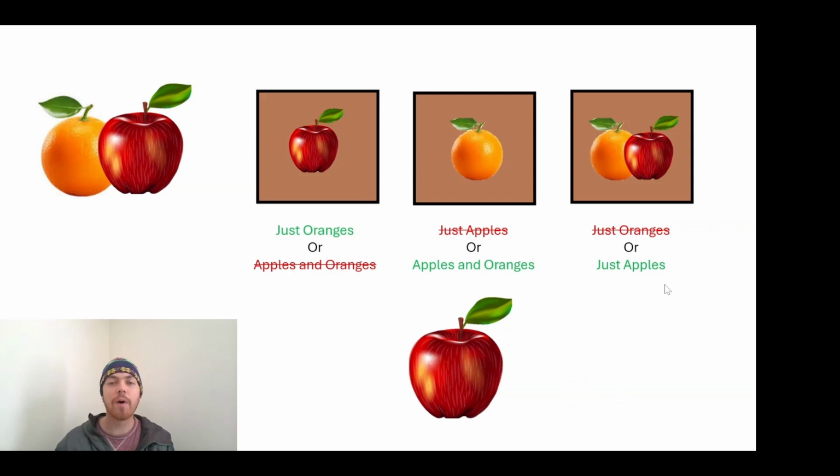So either way, if we get an orange or an apple from the third box, we can determine the true contents of every single box without even looking in them. And that's some pretty cool stuff.